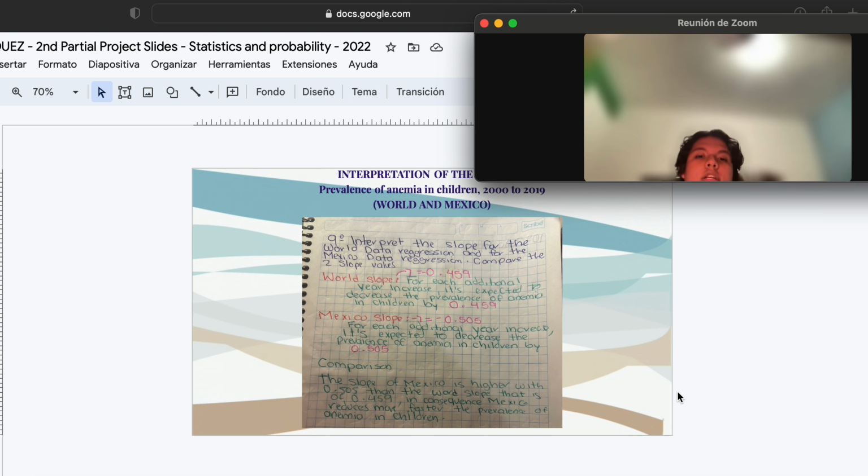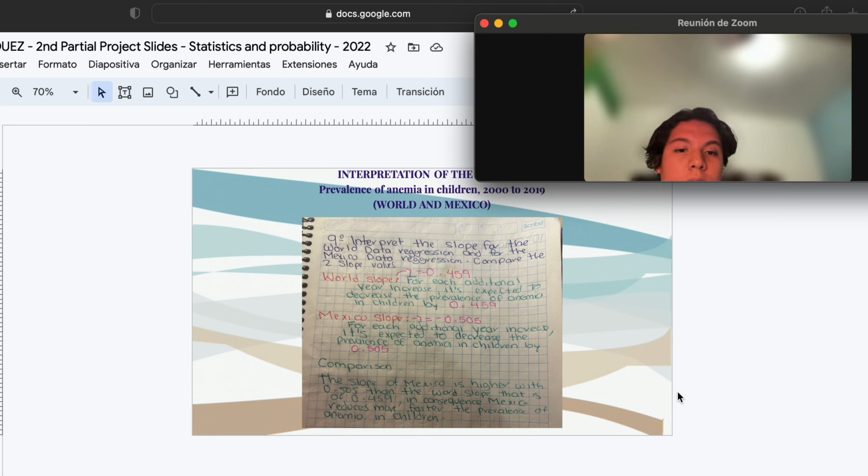Then we have the interpretation of the slope. The slope is basically the value that multiplies x in the linear equation. For the world, the slope is minus 0.459, and for Mexico, the slope is minus 0.505. The conclusion is a little bit the same, because for each additional year in the world or Mexico, the prevalence of anemia in children decreased.